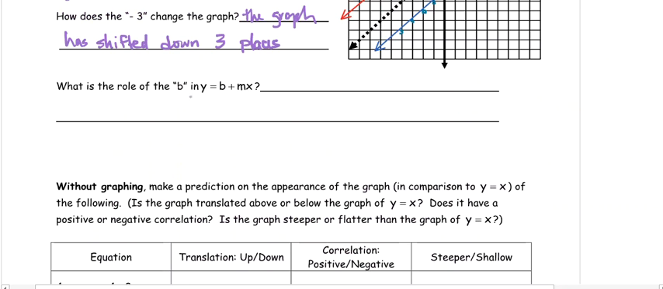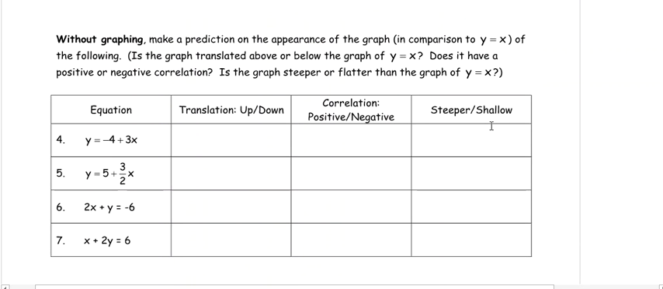So what is the role of the b in the y equals mx plus b? It shifts the graph up and down. Okay. So now without graphing, this is the whole point of this lesson actually, is that you are going into, without graphing, understanding where you're making predictions.